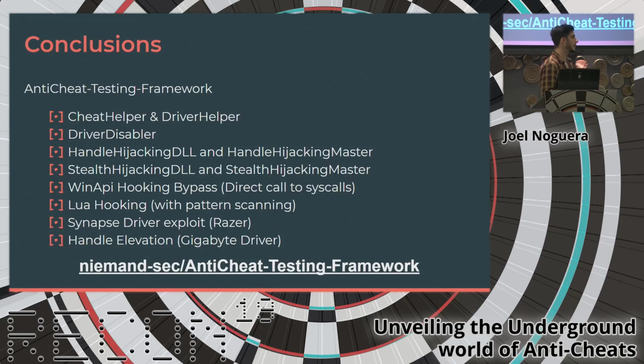It has basically been developed in a way that you can just compile it and use it on any anti-cheat. And if you want to modify, for example, the exploit, everything is prepared for that. So it will give you the capabilities to start learning about anti-cheats. I think it should be already public on GitHub.